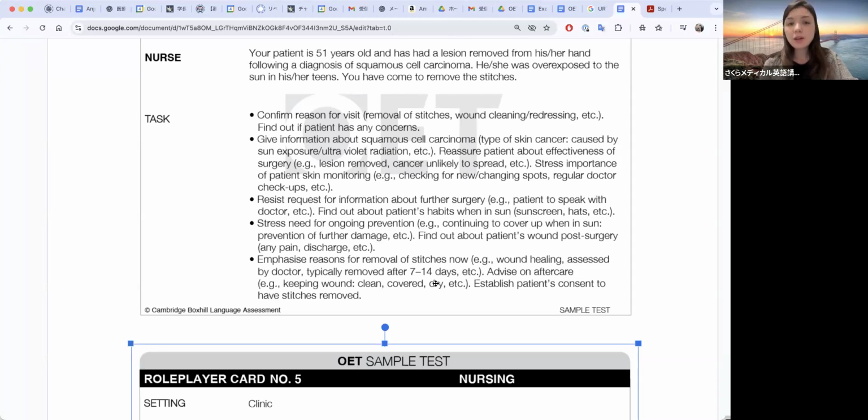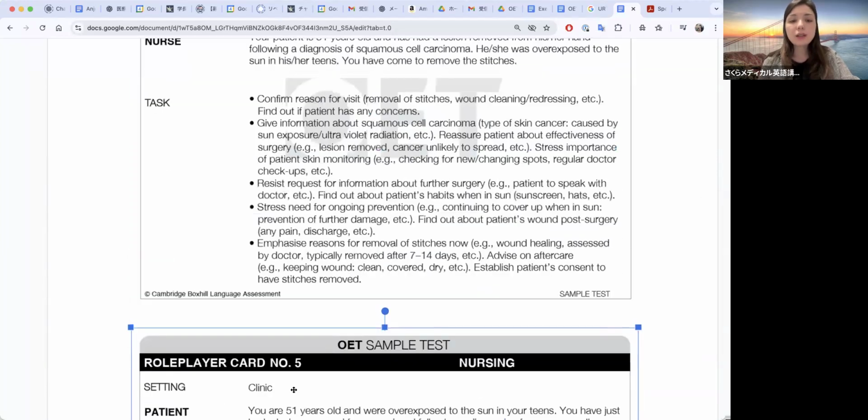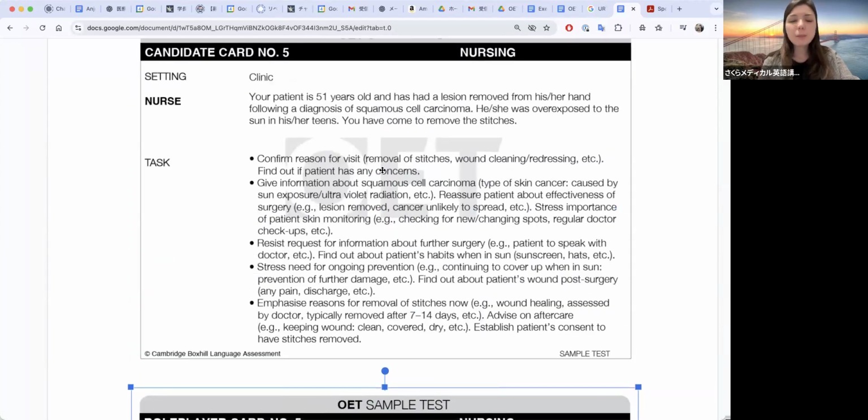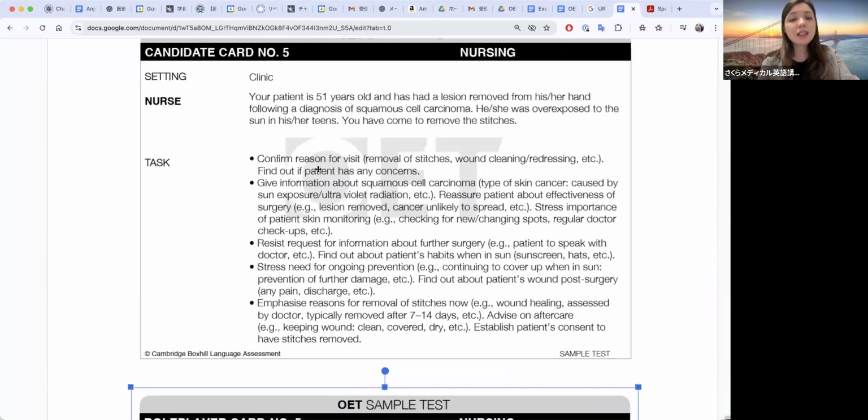Another good tip for students to be aware of is you've got 5 dot points here and another 5 dot points here. After one dot point, please make sure that you get the other person to speak. Sometimes it ends in a question, like find out if patient has any concerns. That's great. Sometimes it doesn't end in a question, for example, stress importance of patient skin monitoring, like checking for new changing spots, regular doctor checkups, etc.